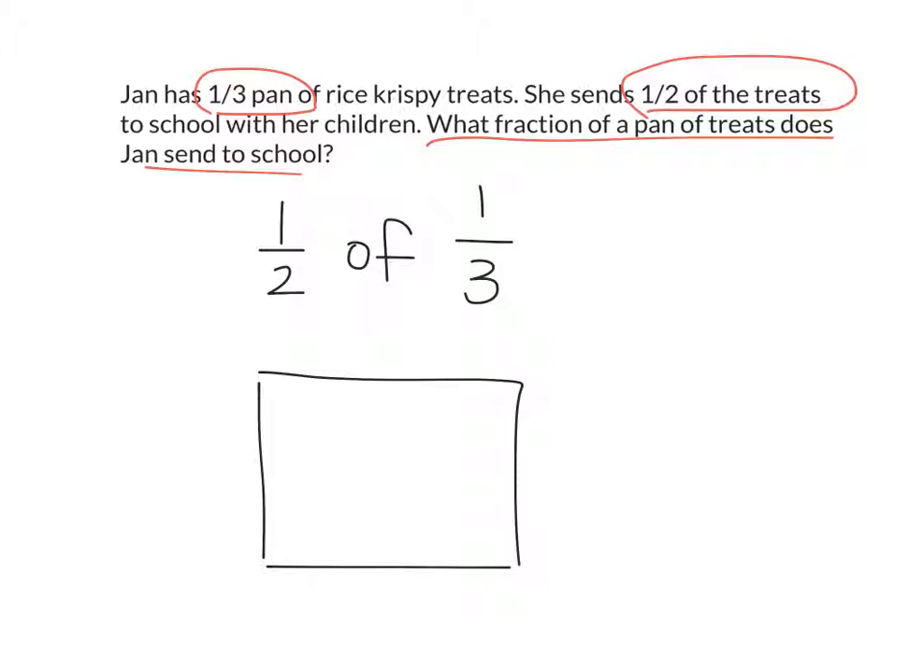1/3 of a pan. So let's go ahead and split her whole pan into thirds and shade in one of those thirds, because that's what she has, right? Is it good enough just to draw and shade? What else do we have to do? Label. So down here, draw your little brackets and show that she has 1/3 of a pan of brownies.